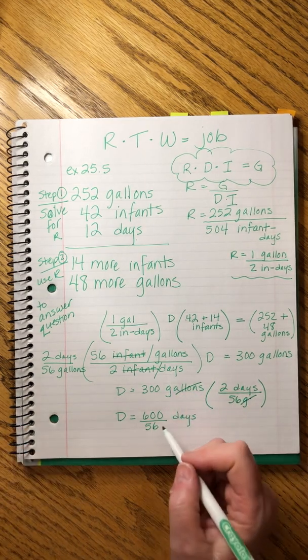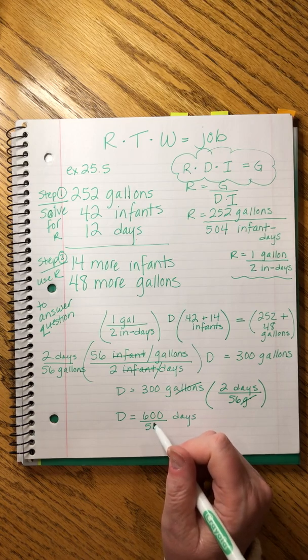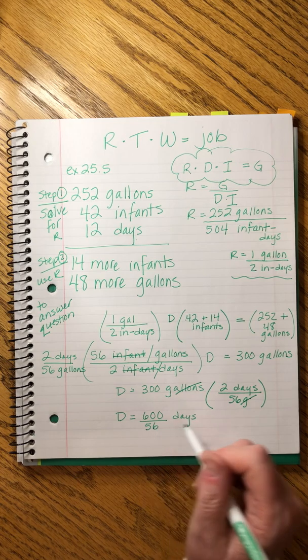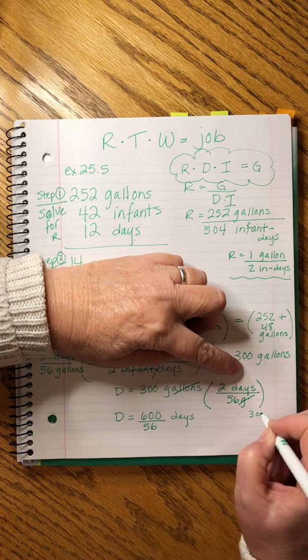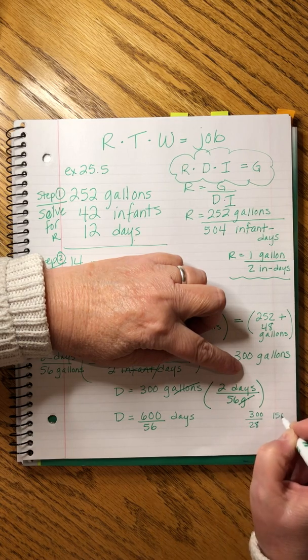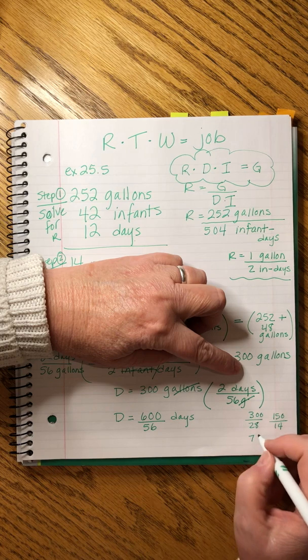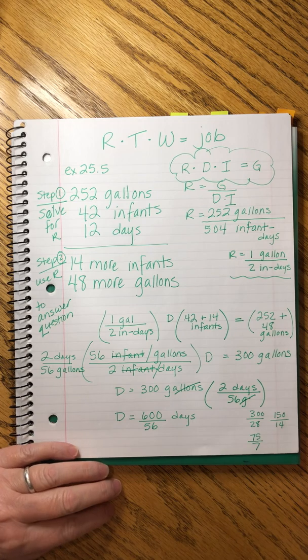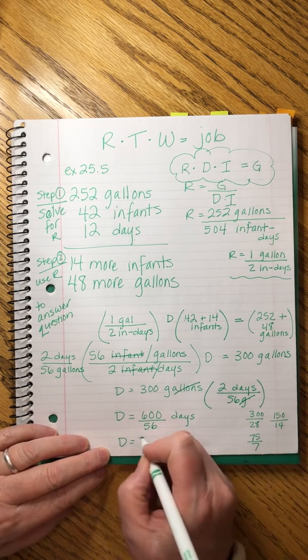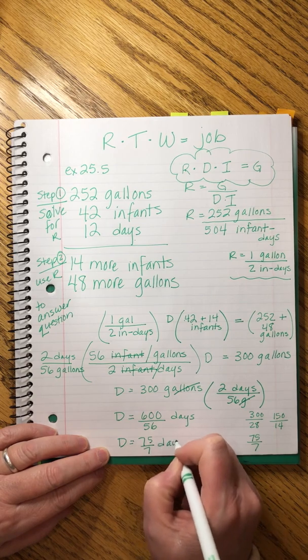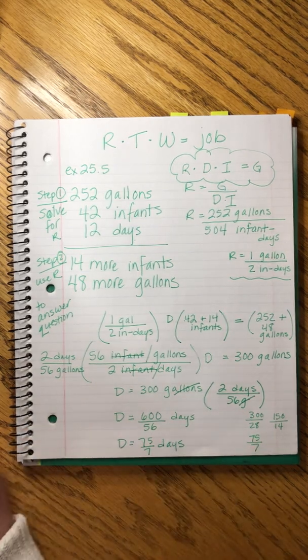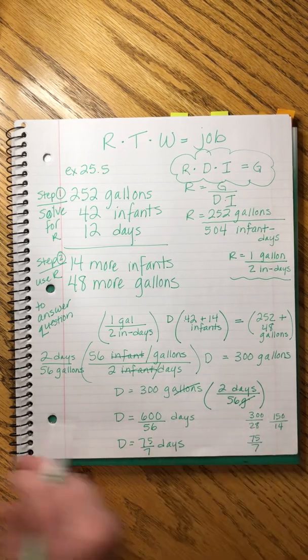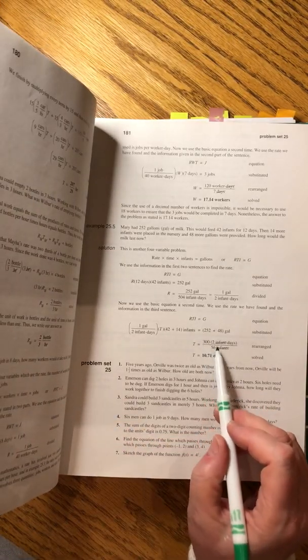And this I could take down to what? I could at least do 300 over 28. I could do 150 over 14. I could do 75 over 7. I like 75 over 7. That's a nice final answer. John shows it. Let me just show you. We have 300 times 2 divided by 56. He has that as well, 300 times 2 divided by 56.